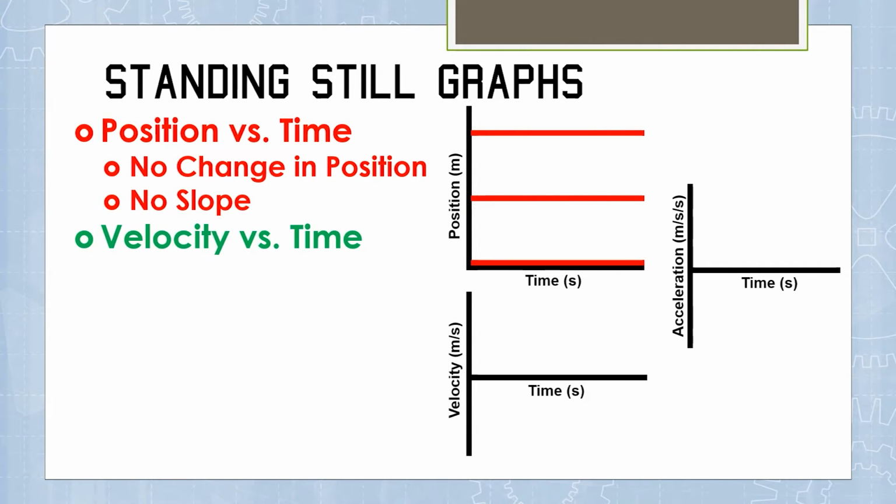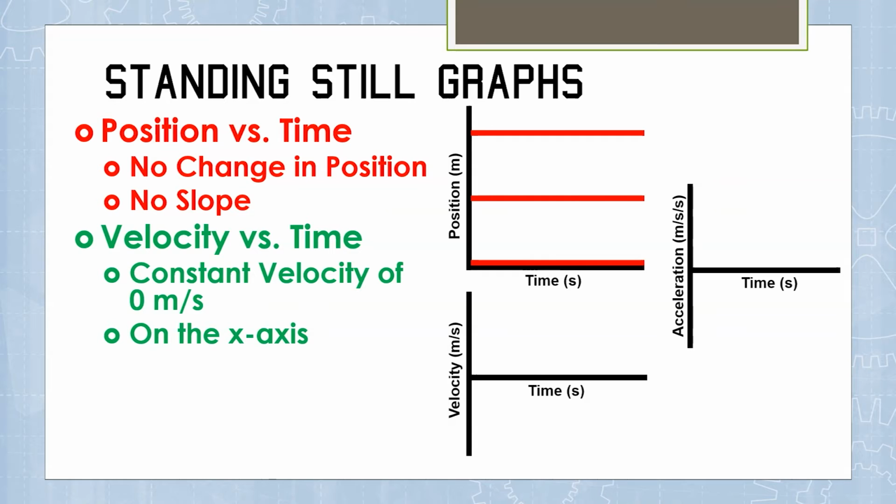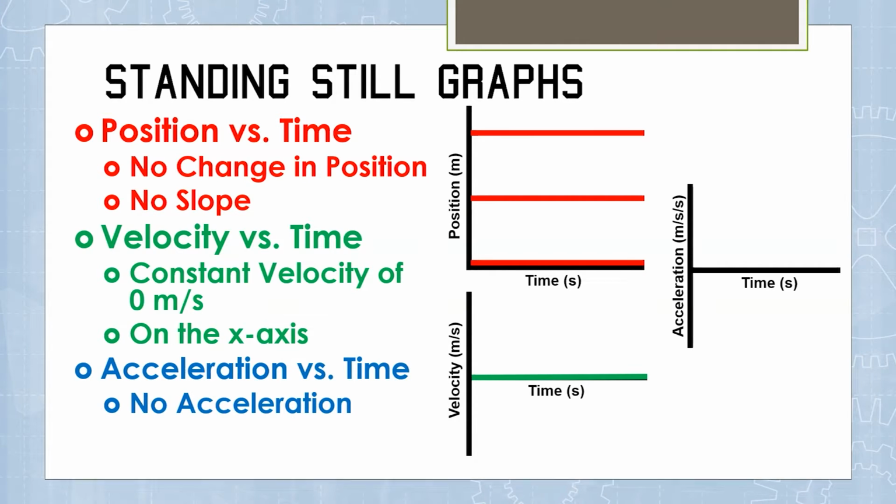When I look at a velocity versus time graph, I'm really saying a constant velocity of 0 meters per second. So that means at every single point throughout, I need to be on the x-axis because that's where 0 meters per second is located. Since I'm not changing position, I'm not changing velocity, I have no acceleration. If I'm standing still, I have no acceleration. So for my acceleration versus time graph, I'm on the x-axis as well.